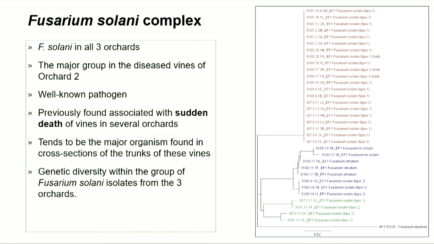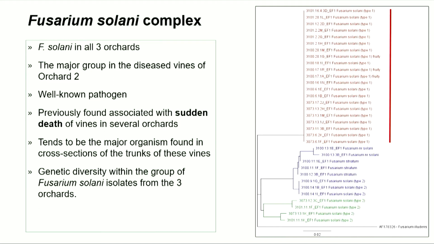In this project, we've found that there's a high level of genetic diversity within the group of Fusarium solani isolates that we're finding. And this, down the side here, is a phylogenetic tree, looking at the genetic diversity. For those of you that are not familiar with these, imagine it turned sideways. It looks very much like a family tree. And the closer these organisms are on a certain branch, the closer they are genetically. It's like your brothers and sisters or your cousins.